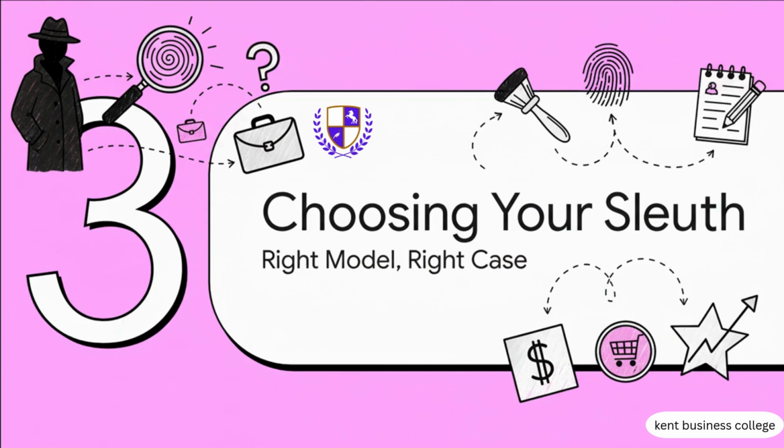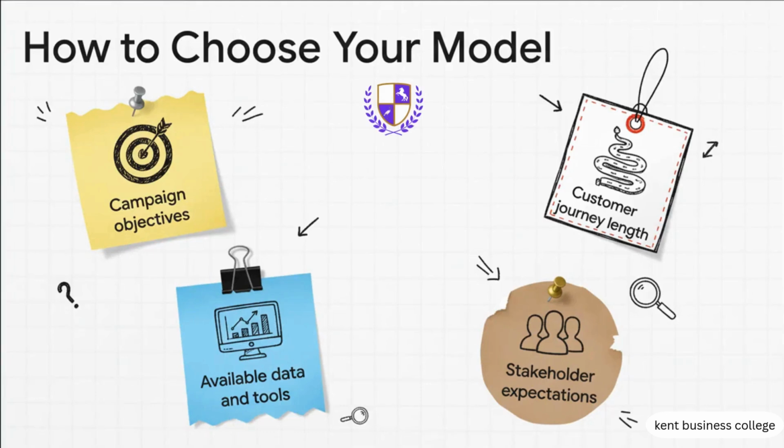So, with all these different ways of investigating, how on earth do you choose the right one? The thing is, it's not about finding one model that's the best for everything. It's about picking the right sleuth for the specific case you're trying to solve. So how do you choose? Well, if you're running a big brand awareness campaign, first click might actually tell you a lot. If you've got a quick flash sale on an e-commerce site, maybe last click is all you need. But for a really long, complex B2B sales cycle, we're talking enterprise software here, you're going to need one of those more sophisticated multi-touch models to see the whole picture.